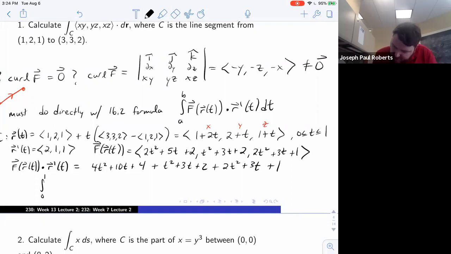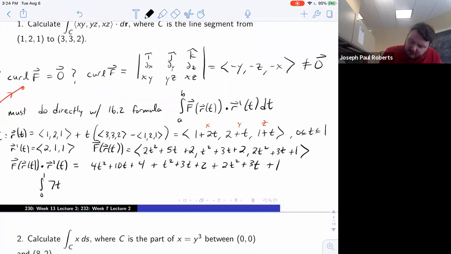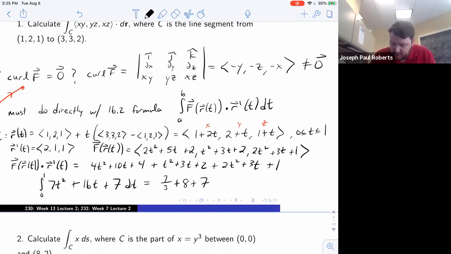What is this? 4t squared, 5t squared, 7t squared, plus 10, 13, 16t, plus 4, 6, 7. So I get what? 7/3 plus 8 plus 7. Very quick antiderivative, so 52/3.